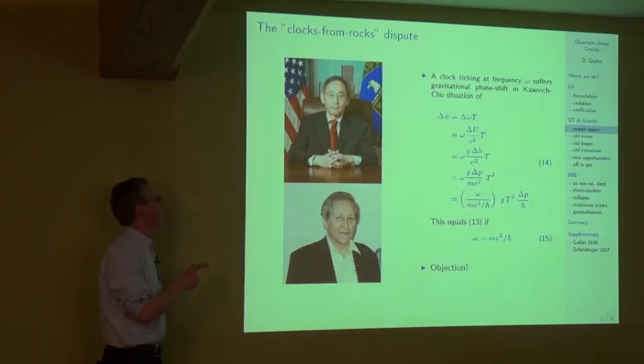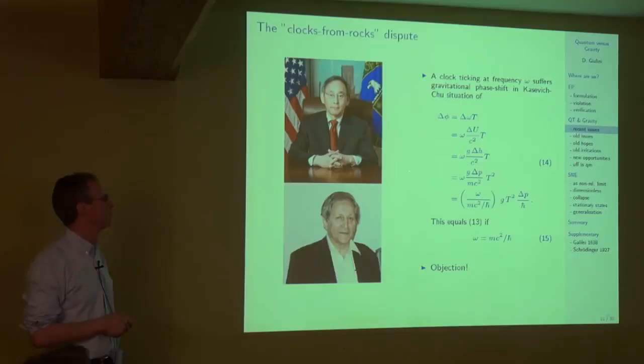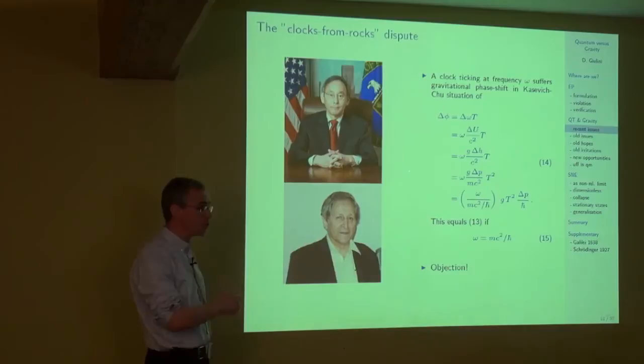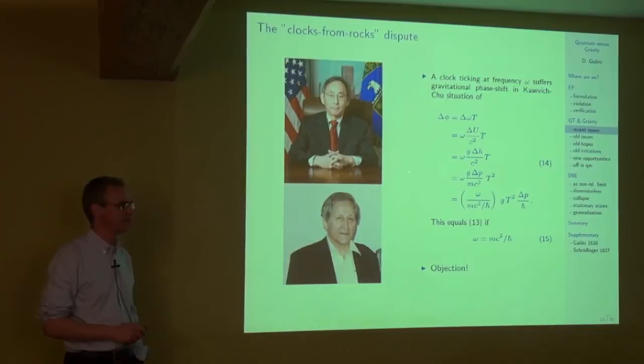So this is Steve Chu, who was at the time Secretary of Energy in the Obama administration. And this is Claude Cohen-Tannoudji. And in this dispute, they take opposite sides. Steve Chu says, he's in fact on the paper that I'm talking about, you can measure the universality of gravitational redshift by this experiment. And Cohen-Tannoudji says, that's total nonsense. And here's my version of their argument.